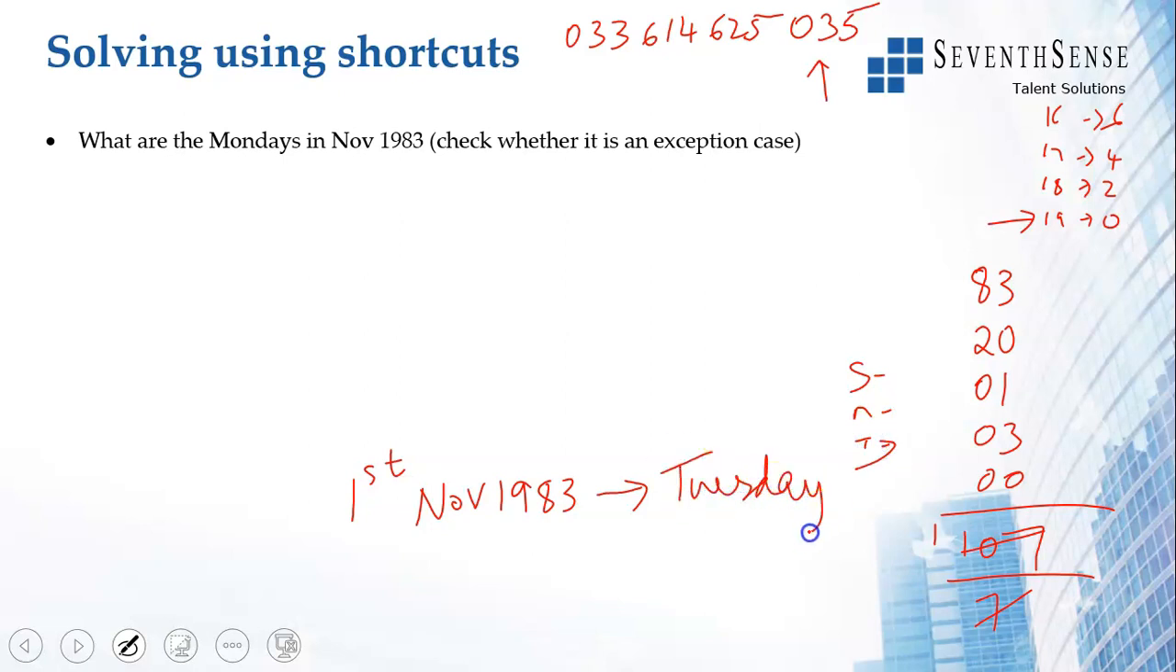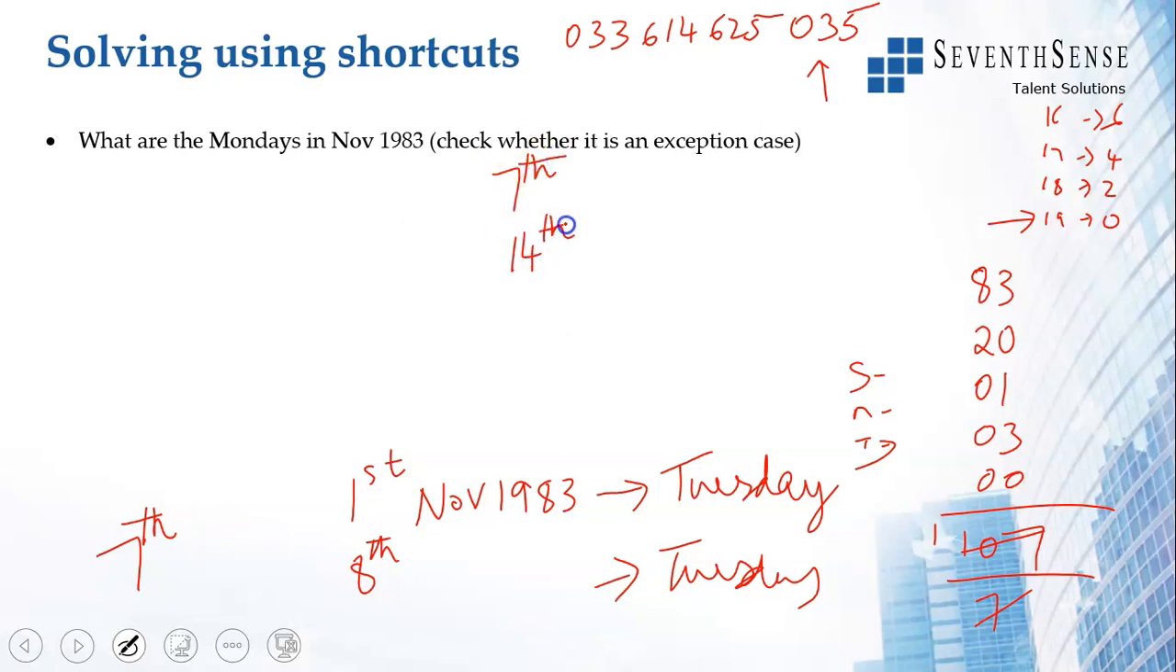What have they asked? What are the Mondays? If 1st is a Tuesday, 8th is also a Tuesday, which means 7th is a Monday. 7th November is a Monday, so we have 14th as Monday, 21st as Monday, and 28th as Monday of this month.